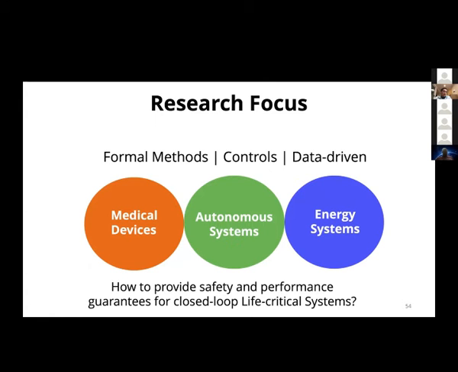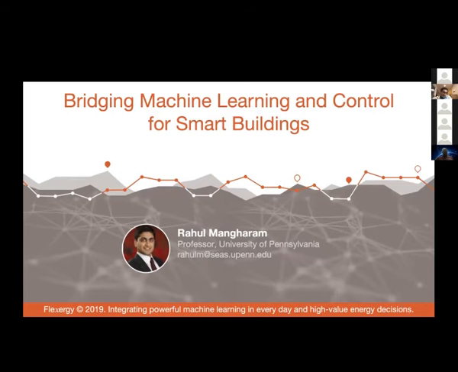The last part, I know I have only 7 minutes left, is on energy systems. And here our focus is on, again, a big change from the first two parts, but hey, what the hell, right? May as well have fun here. It's on bridging machine learning and control for smart buildings, right? And so let me motivate this problem.